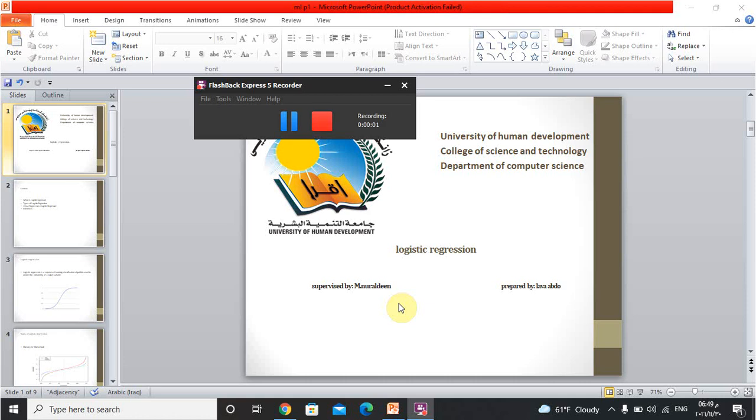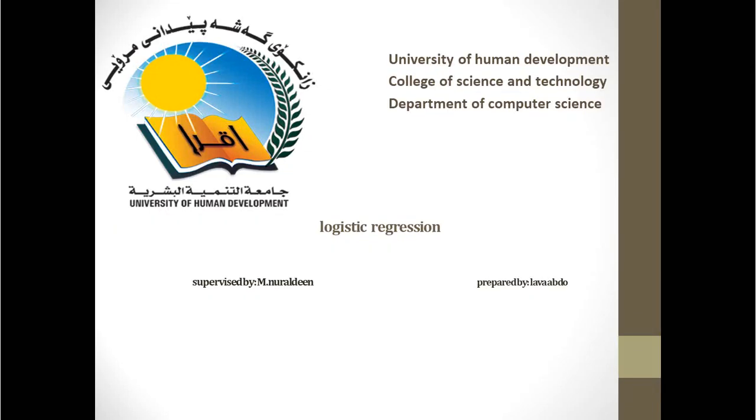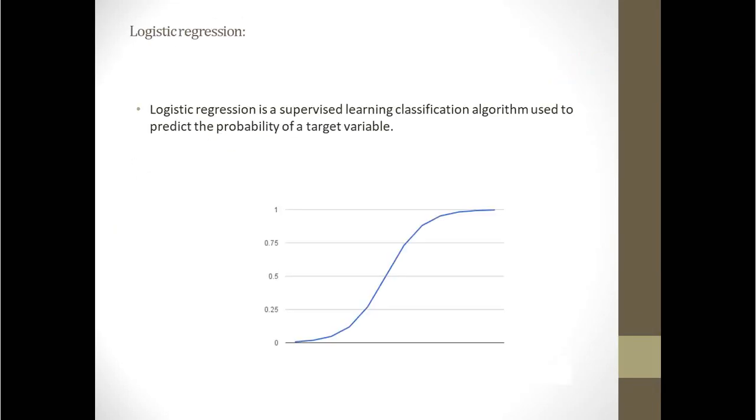In this video, I will talk about logistic regression. What is a logistic regression? Logistic regression is a supervised learning classification algorithm used to predict the probability of a target variable.